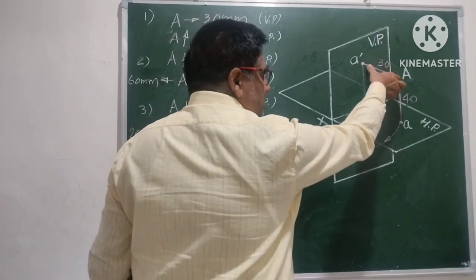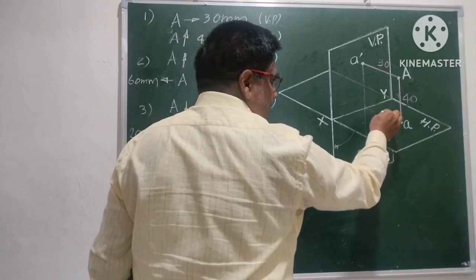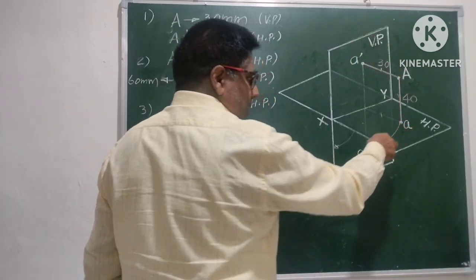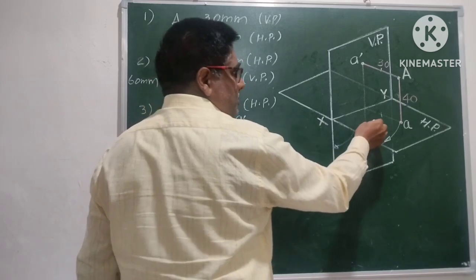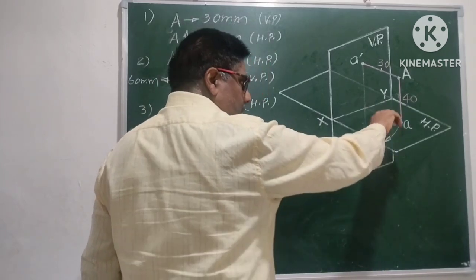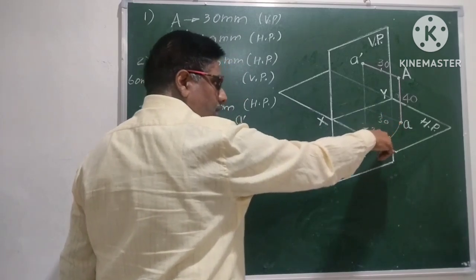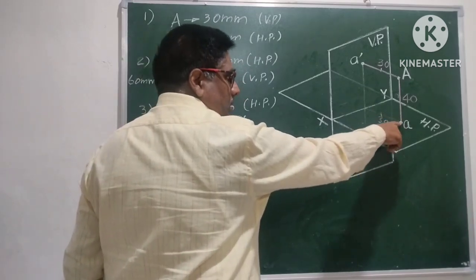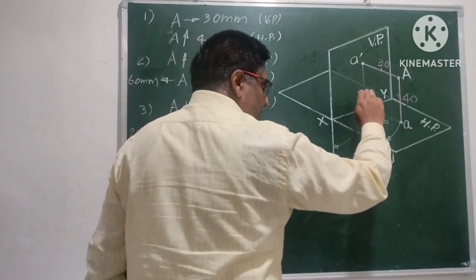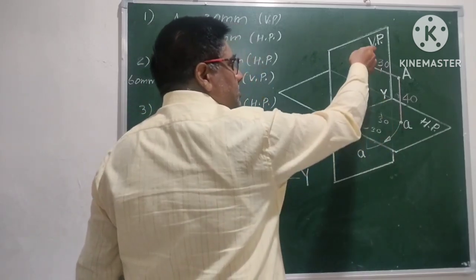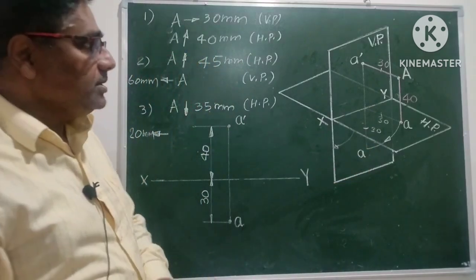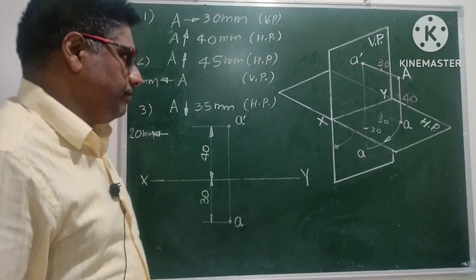See, this distance is 30, this is also 30. These two distances are the same. And as we have rotated through 90 degree, this distance is also 30. Therefore, after rotating this horizontal plane through 90 degree, this top view, which earlier was in the horizontal plane, will lie exactly below this front view. A dash and A will fall on the same vertical line.